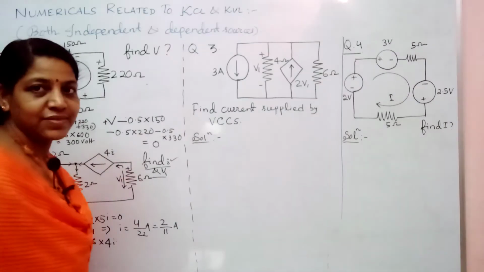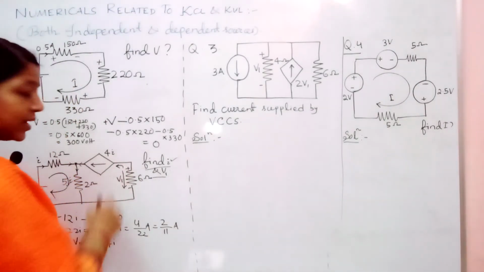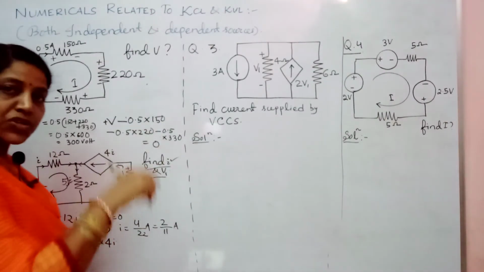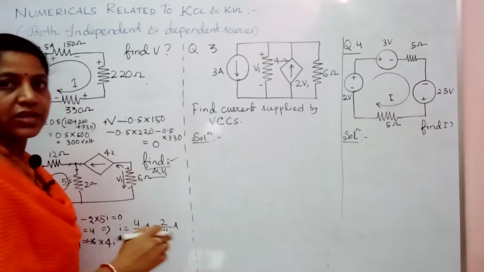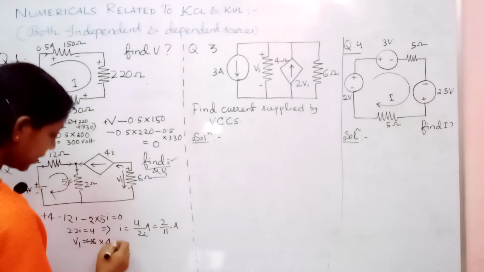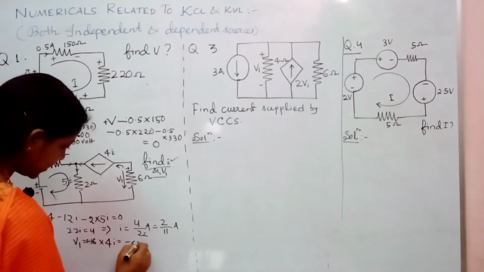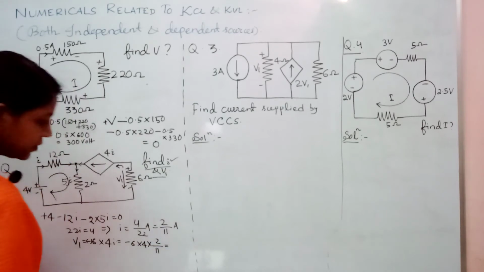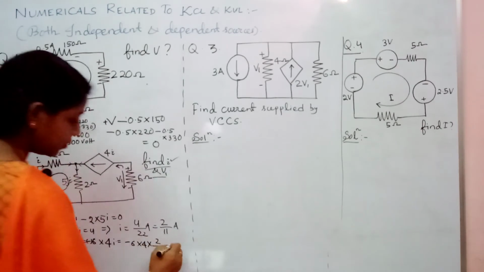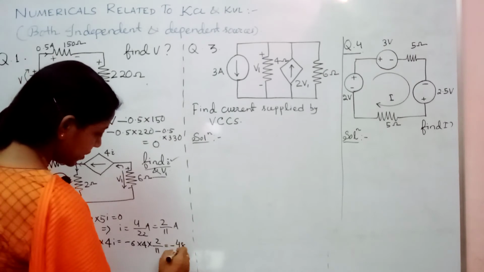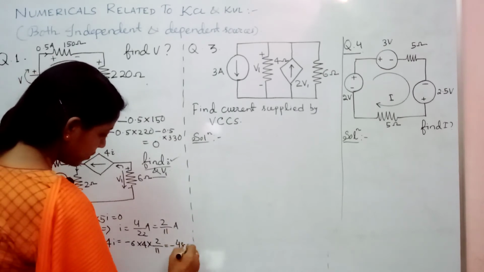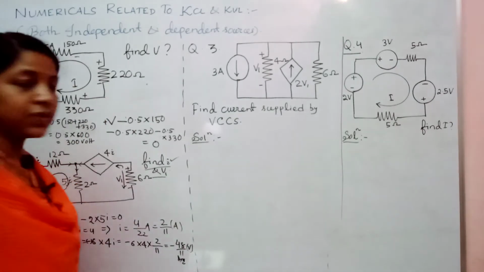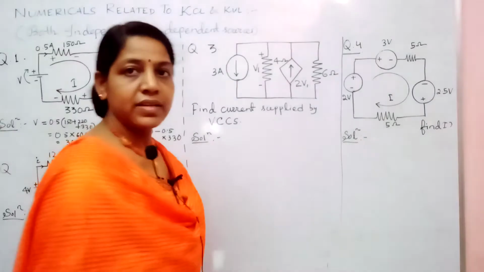negative sign. Clear why you are adding the negative sign? Because as per the requirement, the direction of current is in the opposite direction. Hence you are considering the negative sign. So it is now minus 6 into 4 into I, which is 2 by 11. So how much are you getting? 6 4s are 24 into 2, 48. So minus 48 by 11 volt. That's our answer. Simple. Now let us see another example.